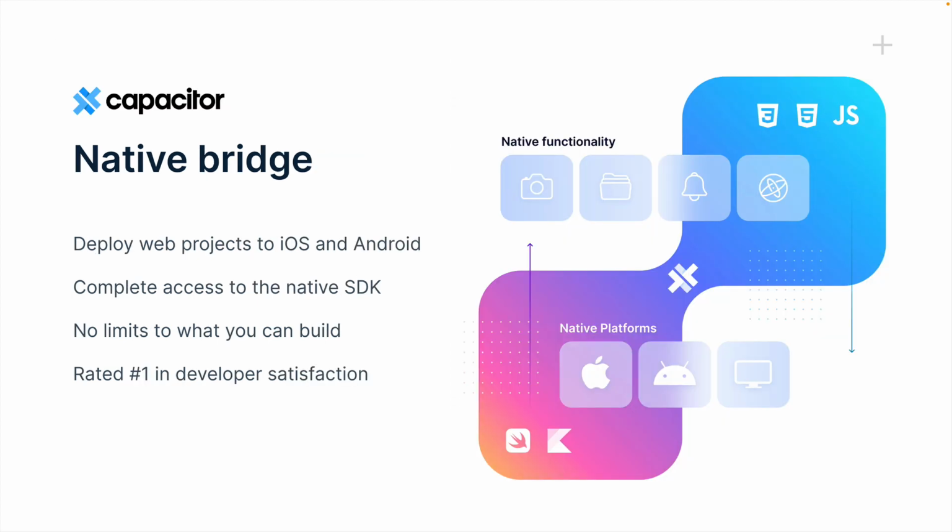Now, once you have that app built out, you're going to want to access these native device features. And to do that, we have that project, Capacitor. Capacitor allows you to take your web app, deploy it to a native iOS runtime or a native Android runtime, and then access those native device features through JavaScript.